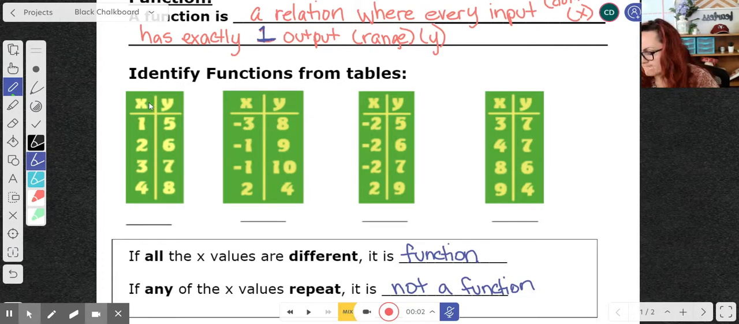And when you look at it, you go, okay, I got 1, 2, 3, and 4. Do any of those repeat? Nope. So it is a function. I'll look over here. Again, I'm not worried about the Y's. And do you see anything that looks slightly weird? Okay, good. If you said, ding, ding, we have 2 negative 1s, right? We cannot have that. We cannot have repeating X's. So that means it's not a function.